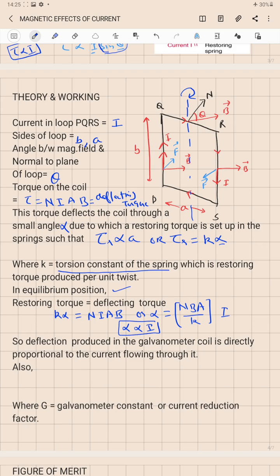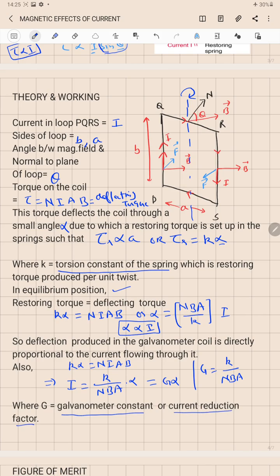Also, from the same equation, K alpha is equal to NIAB, we can write this equation as I is equal to K over NBA into alpha, which can be written as G into alpha, where G is equal to K over NBA, and it is known as the galvanometer constant, or it is also called the current reduction factor for a given galvanometer.